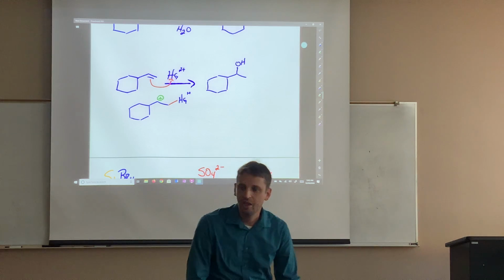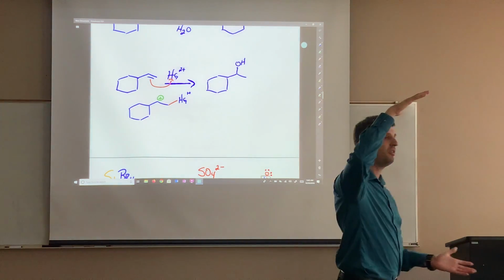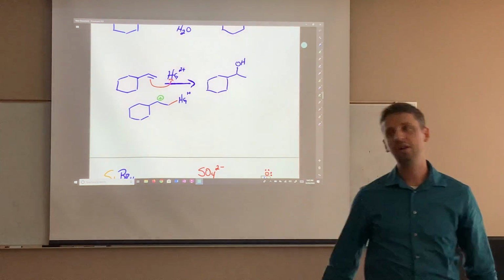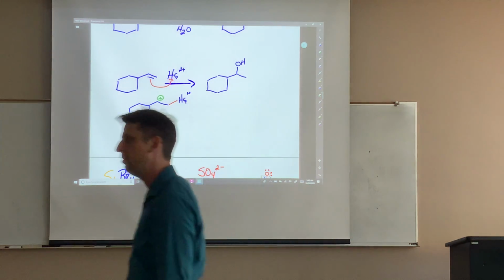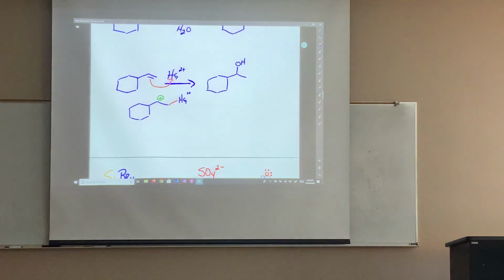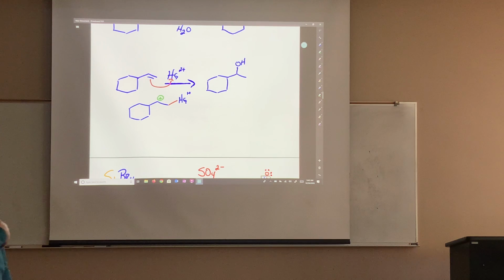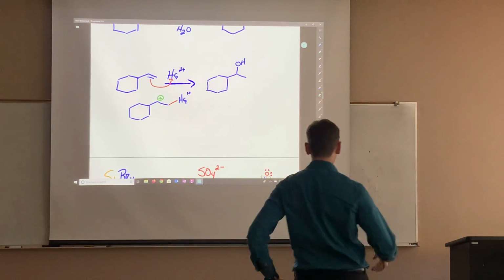So what does that mean? That means that mercury is going to sit directly in between the two carbons that are involved in the pi bond. And it's going to form a bond with both of those carbons. So here's what happens.